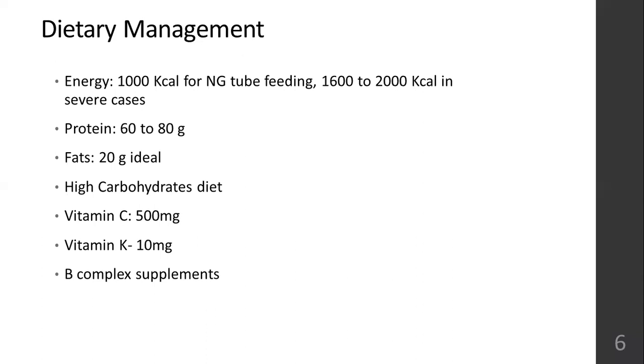Protein intake should be between 60 to 80 gram. It is permitted, especially with mild jaundice. With severe jaundice, only 40 gram, because your liver will not be able to function with protein well. So only 40 gram of protein, a lesser amount, if it is a severe case of jaundice. If it is a mild case of jaundice, just 60 to 80 gram of protein is permitted.